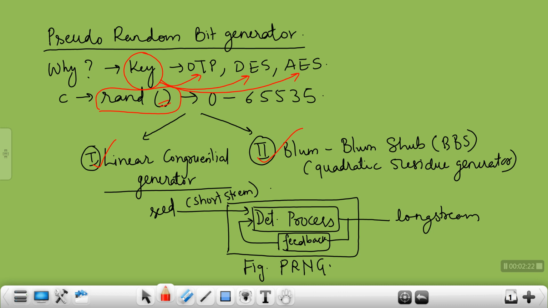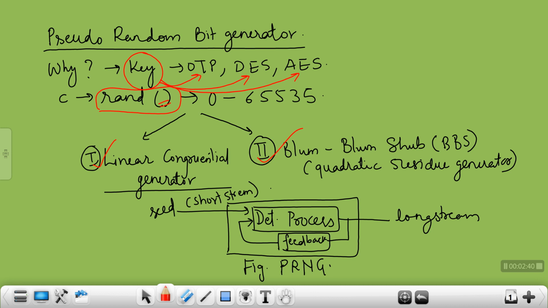Now in general, what do we exactly do in random number generation? The method remains the same, it is not going to change. Only the formula to generate the random number is going to change. That is nothing but a deterministic process. The formula that we are using to generate the random number is going to change, but the structure will remain the same.